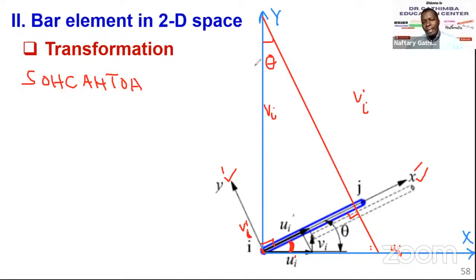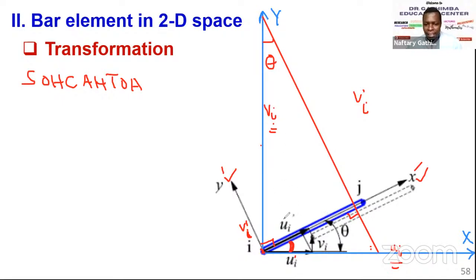So why am I concerned with this? Because I know VI, I know UI prime. We are not concerned with the J, the known J. So I know VI, the overall, the global. I know at the global coordinate system, the vertical displacement is along the y-axis, and I know the horizontal displacement along the x-axis. So I know VI. I know UI at the global scale. I am given at the local coordinate system UI and I know VI.